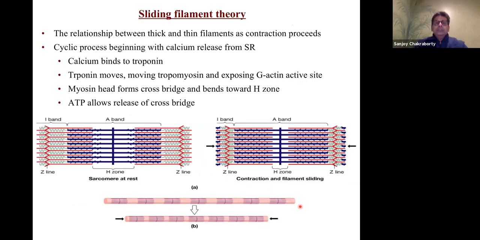This we already know. I explained to you: calcium binds to troponin, because calcium is released from the SR, sarcoplasmic reticulum. Troponin moves, therefore tropomyosin moves, exposing the G-actin active site. The myosin head binds to that active site, called a cross bridge. They bend, or you can say pull towards the H zone, towards the midline: muscle contraction. ATP is required. How ATP is used, we are going to study later.